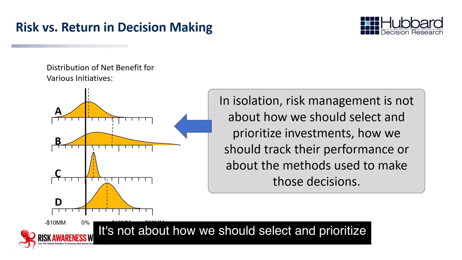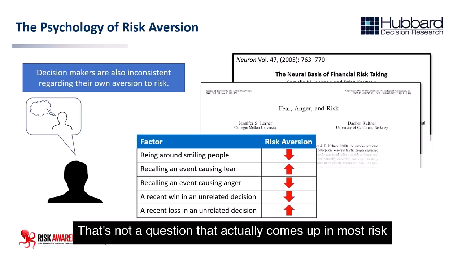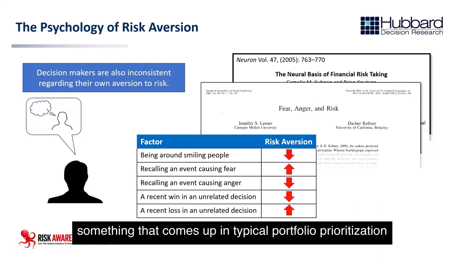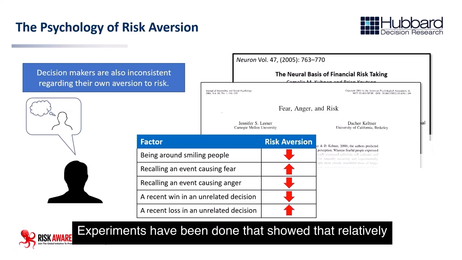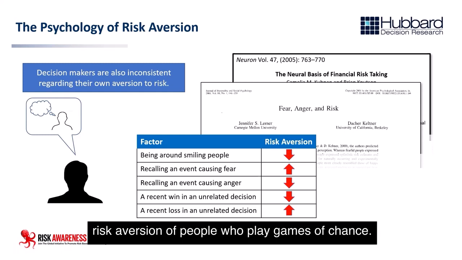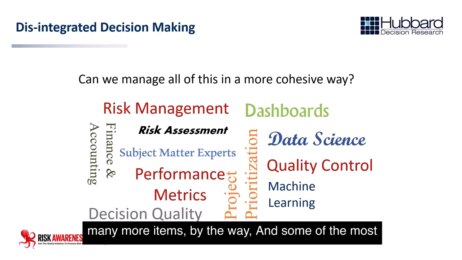It's not about how we should select and prioritize investments, how we should track our performance, or about the methods used to make those decisions. That's not a question that actually comes up in most risk assessment methods, even quantitative ones. But that is something that comes up in typical portfolio prioritization methods like the ones I referred to. Experiments have been done that showed that relatively arbitrary external irrelevant factors actually changed the risk aversion of people who play games of chance. Each one of these I've heard lots of buzz about, and many more items, by the way. And some of the most buzzworthy things have changed a lot over the years.